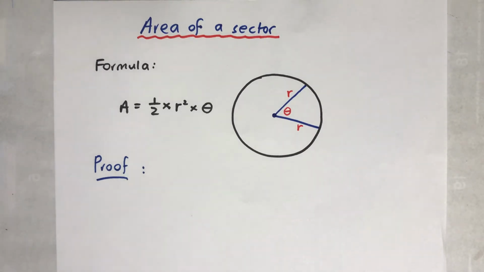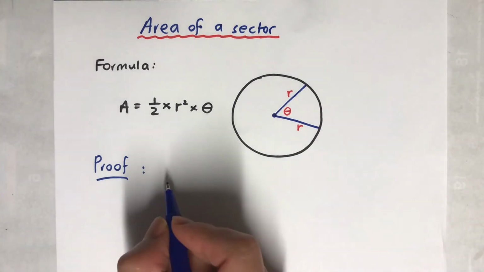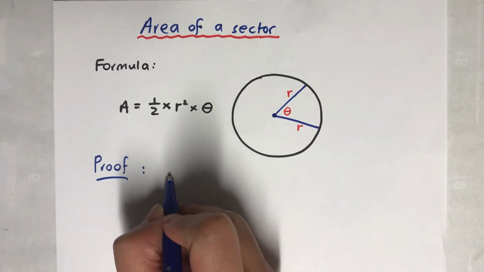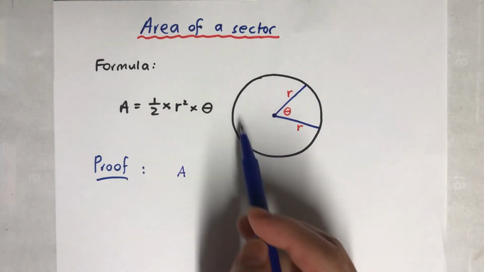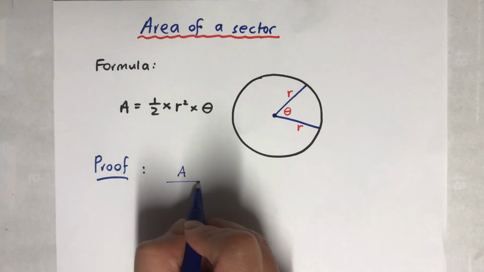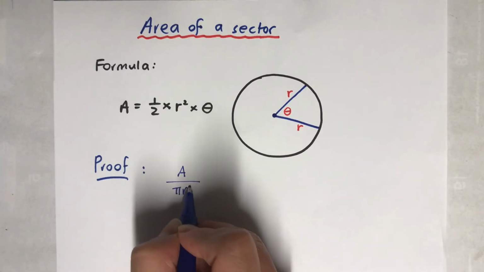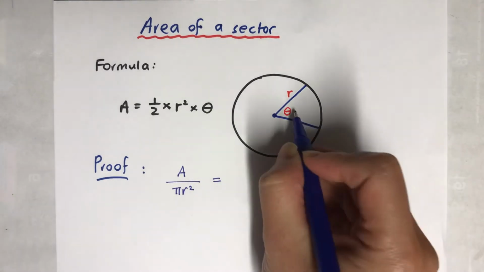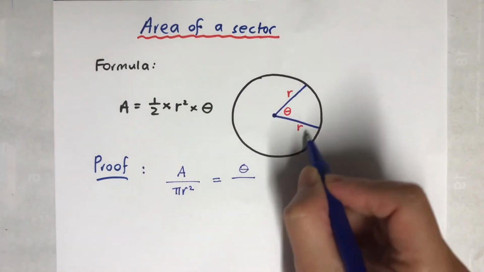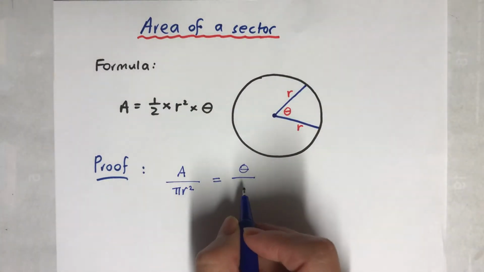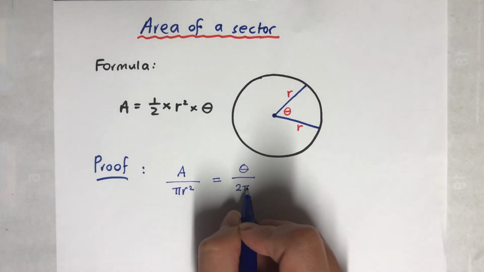I don't know whether you remember from the last video, which was the length of the arc, and I used a similar ratio proof. So I'm going to do the same here. I'm going to call capital A the area of the sector, which is a part of the area of the circle, which is pi r squared, equals theta, which is part of the whole revolution, which is 360, which is 2 pi.